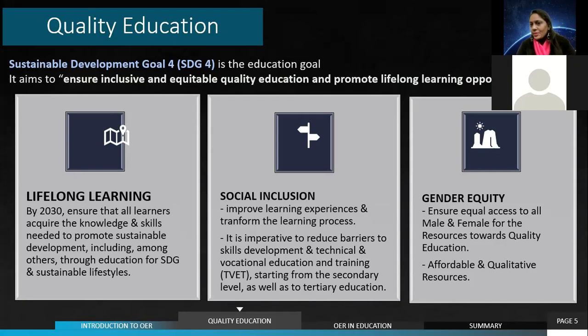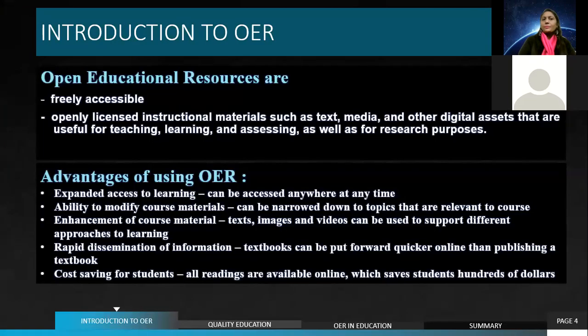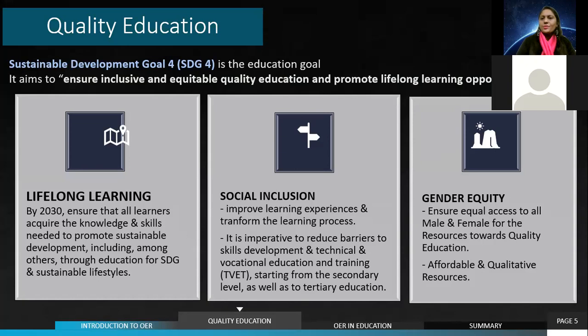And the last pointer which I'm going to talk about is gender equity. Absolutely, in a few of the countries, we can still see the ratio of male and female education. It's really not working out to ensure equal access to all the resources. So I think the affordable and qualitative resources given in OER will definitely help with this. So this is what I wanted to say: if we are talking about OER, then how can we not talk about quality education? Let's think of both of them together in this session.